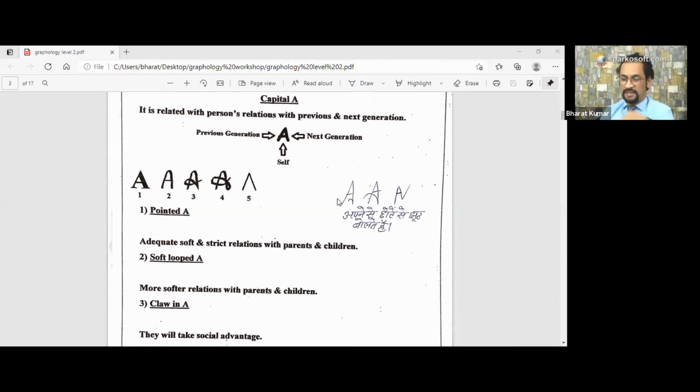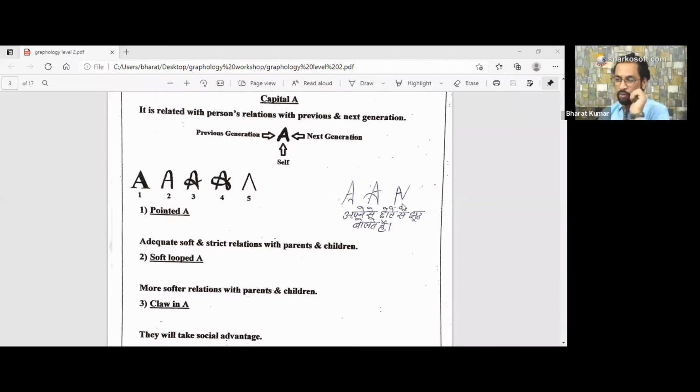So check the pointed A. If a perfect pointed A is here, it means an adequate, soft, strict relationship with the parents and children. But if a hook is observed on the right hand side, the right hand side means your next generation. You will lie to the next generation.